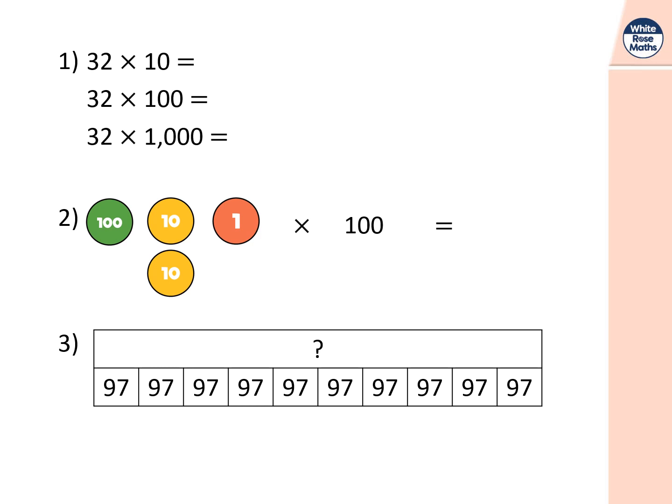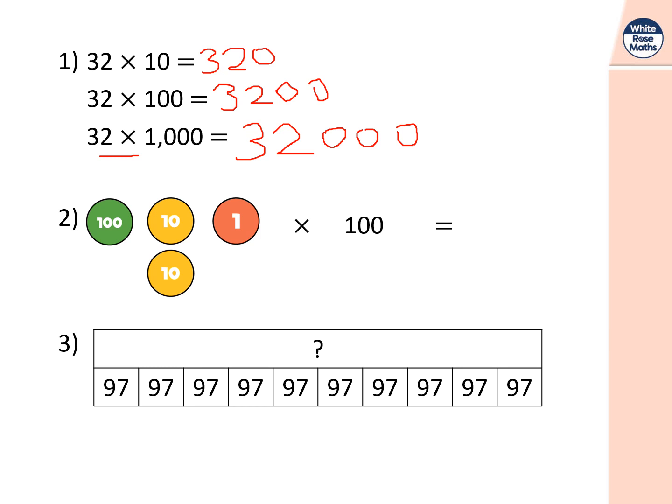This is the starter, guys. This is question number 1. I'm going to work out 32 times 10. So when I times by 10, I just add a 0 to the number. So the answer becomes 320. The second part, 32 times 100, goes to 3,200. The third part, or part C, 32 times 1,000 goes to 32,000. So you add on the appropriate amount of zeros depending on what you're multiplying by.